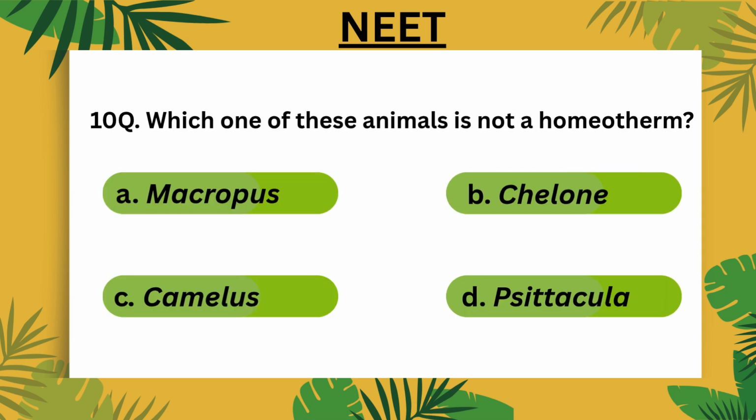Tenth question. Which one of these animals is not a homeotherm? A. Macropus. B. Chelone. C. Camelus. D. Psittacula.